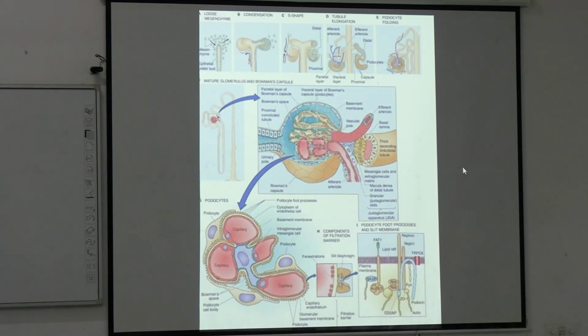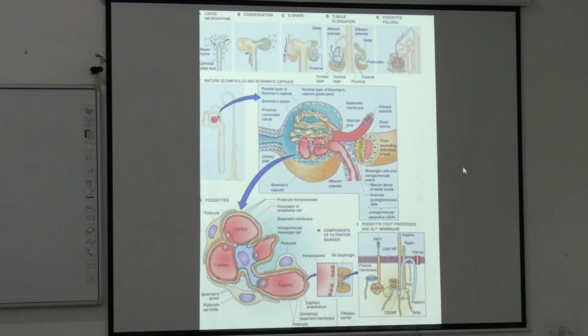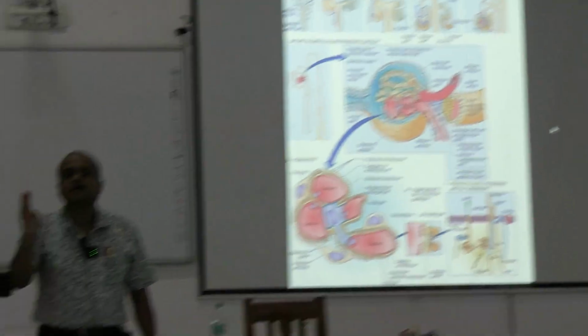So you don't need these things. Wherever I am pointing, these are the extraglomerular mesangial cells, and these are from very nice textbooks, but you don't need everything. So macula densa, but you need these things, whatever I am speaking out: macula densa, mesangial cells and juxtaglomerular cells.